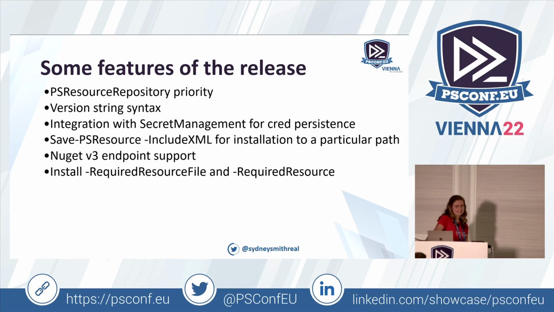We added a couple of new parameter sets to install. So one is RequiredResource, and this allows you to pass in a hash table or JSON object into your install, and so you can specify a number of packages that you would like to install with the specific information, like what gallery it may come from, what version you want, that sort of thing. Or you can save those as files, as a PSD1 or a JSON file, and have your required modules or required resources file, and then pass that into install.